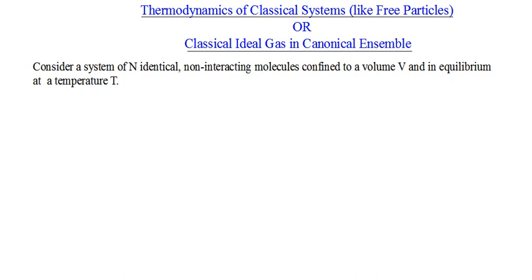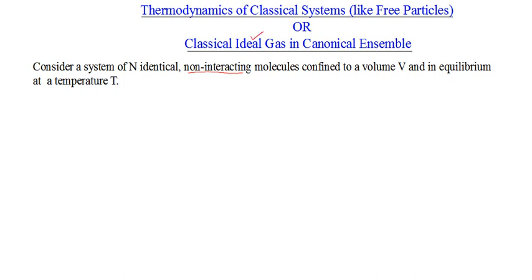So let's begin with the classical ideal gas in canonical ensemble. Otherwise, as per your syllabus, it is given as thermodynamics of classical systems like free particles. Classical ideal gas is a system of N identical non-interacting molecules, which is having no potential energy among them, and whatever energy possessed by the system is purely kinetic in nature. Such a system is what we call an ideal gas.